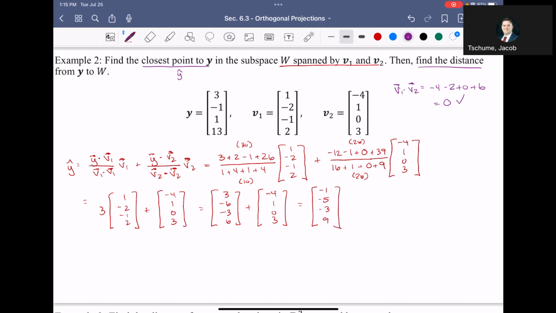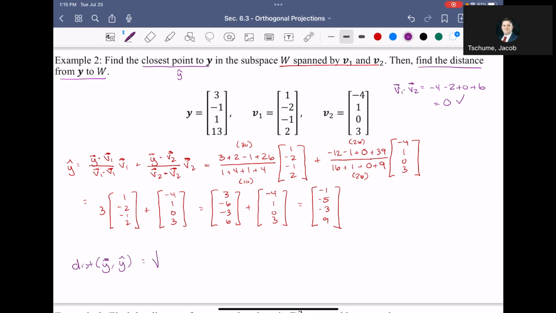Now, the second question, which I'm going to do in purple, asks you to find the distance from y to W. As we learned in the last video, to find distance, you have to have two vectors. Obviously, they told us y, and in order to use a vector that's in W, you want to use a vector that's as close as possible, which we have now talked about, and that's going to be y hat.